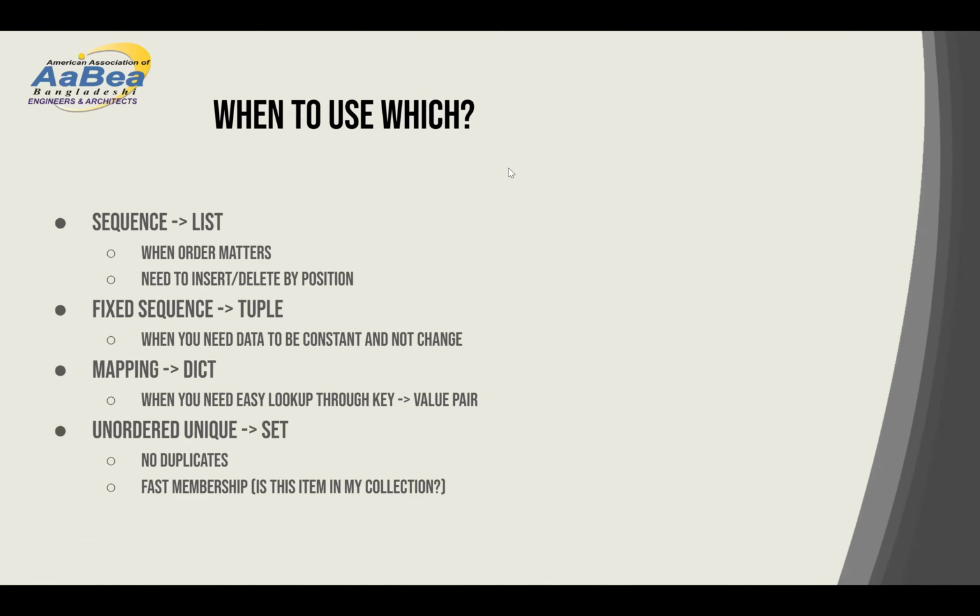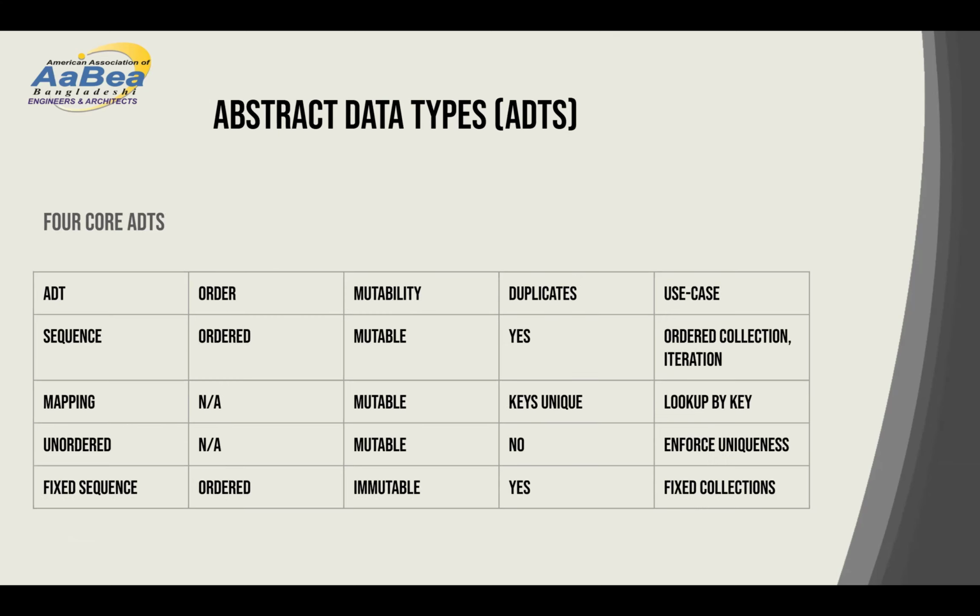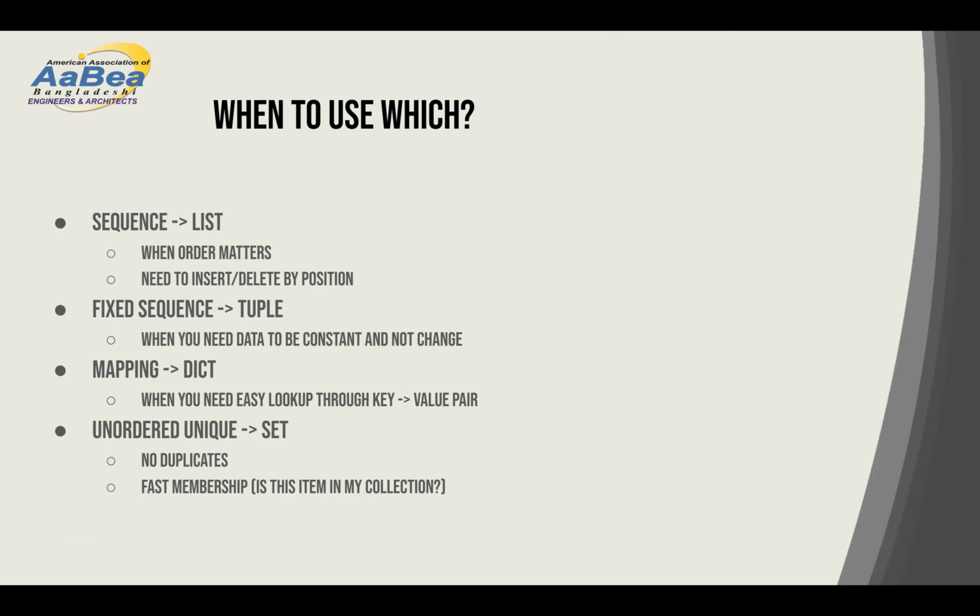And here we'll go over when to use which one, right? So I'm sure you've heard of these: lists, tuples, dicts, and sets. But when I was referencing the ADTs from earlier, it's essentially what these are. A sequence would refer to a list when it comes to programming. And this is when order matters. You want to have things in an orderly fashion, and you need to insert and delete things by certain positions. So you don't really want to edit the position as much, but you want to edit certain elements within it.